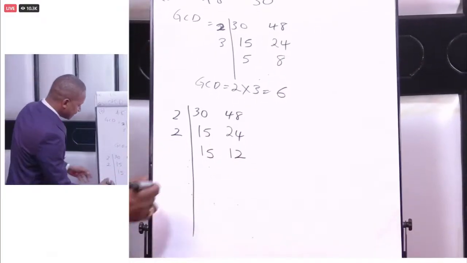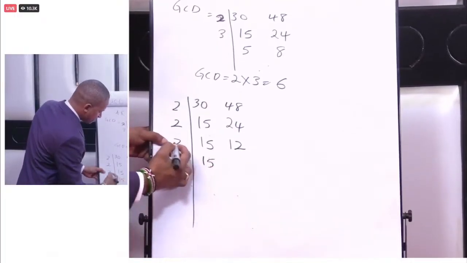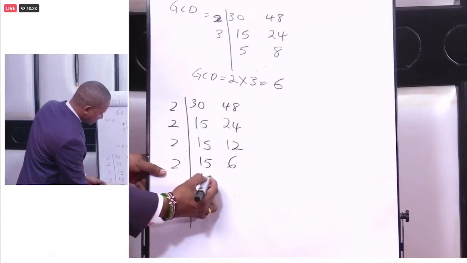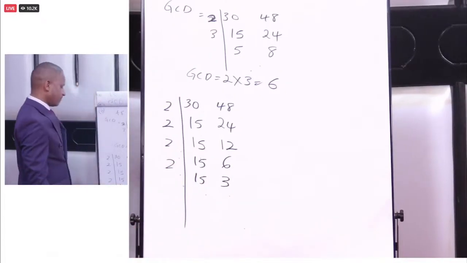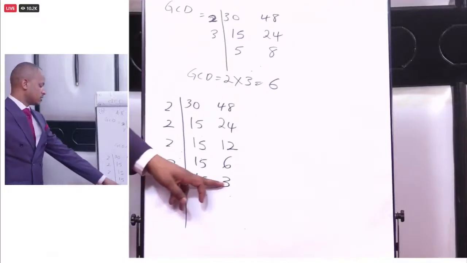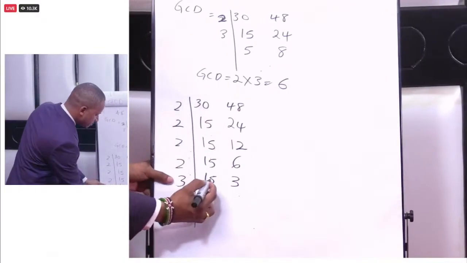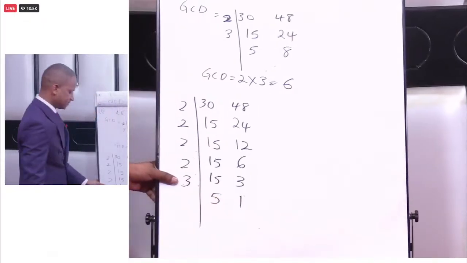Then we get another number, which is 2. Finish with 2 first. You drop 15. 2 goes into 12, 6 times. Again 2. Drop 15. 2 goes into 6, 3 times. Now, when you reach there, if you use 2, there will be a remainder. You go to the next number, which is 3. 3 goes into 15, 5 times. It goes into 3 once.